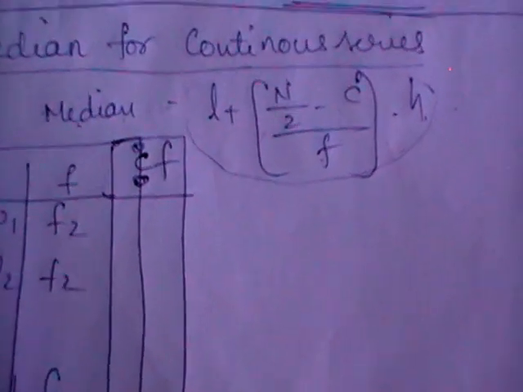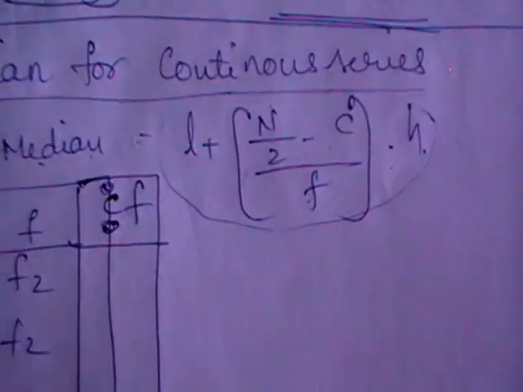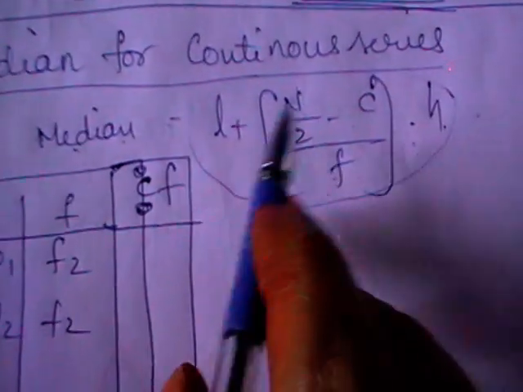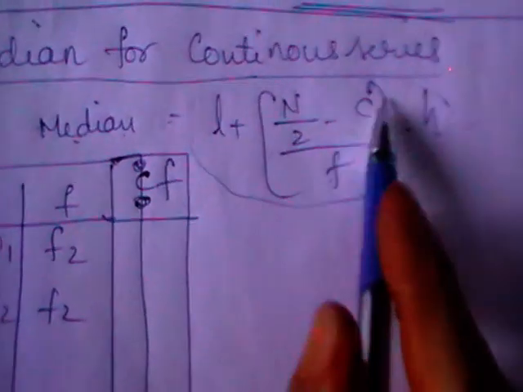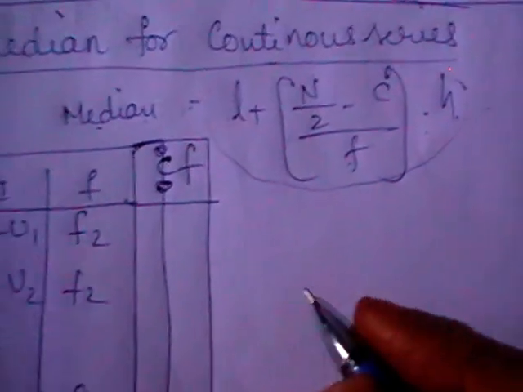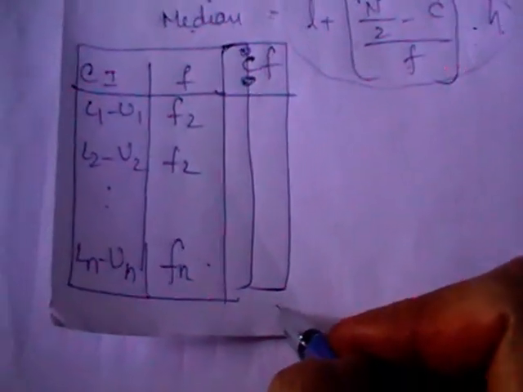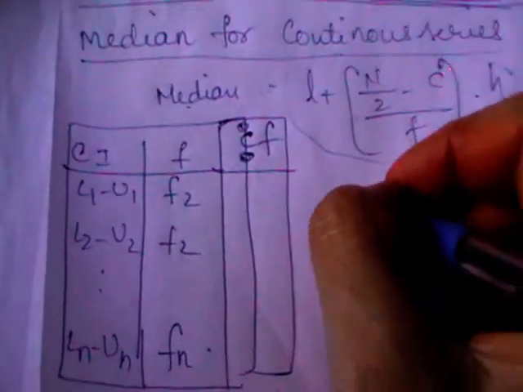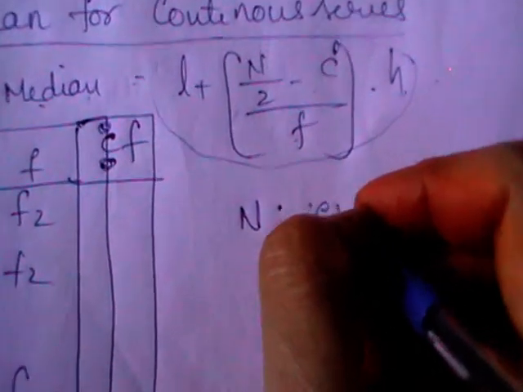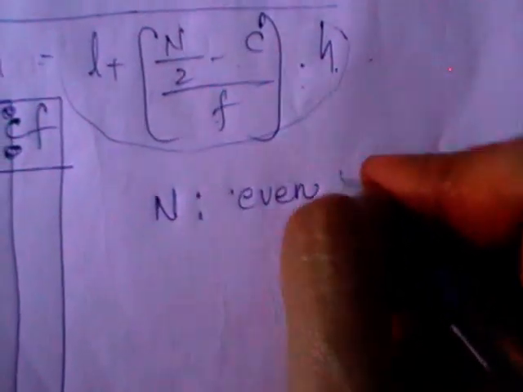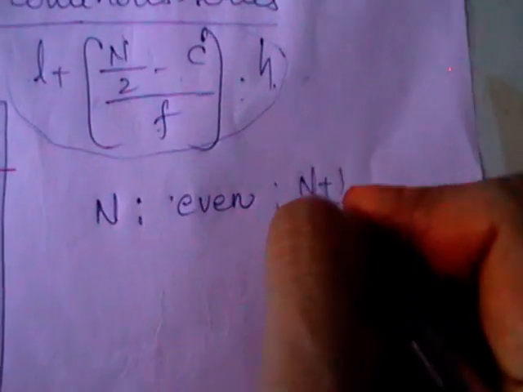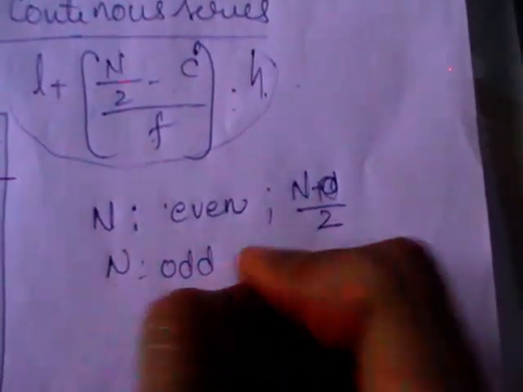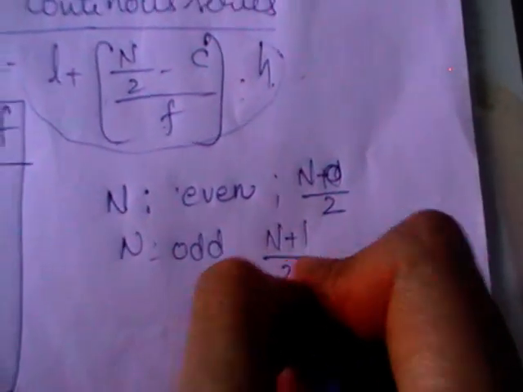Half of the process is the same as discrete, but here you will get a formula: L plus (n by 2 minus C) by F into H. Now calculate the CF column by taking the successive addition of the frequencies. Calculate n, which we did like discrete. If n is even, we consider n by 2. If n is odd, you consider n plus 1 by 2.